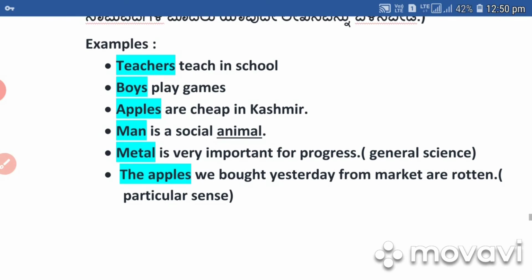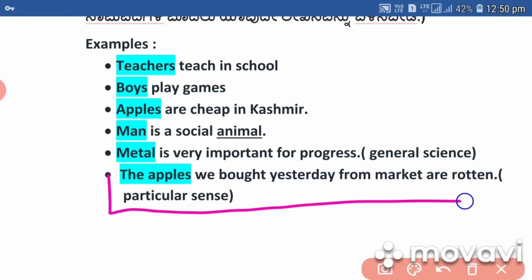And one more thing, I use this sentence in particular sense. Apples are beautiful, apples are tasty. This sentence is in general sense. But what I told you now is that before common nouns you are not supposed to use any article. But if I use the, the sentence is in particular sense. The apples means the apples we bought yesterday from the market are rotten.